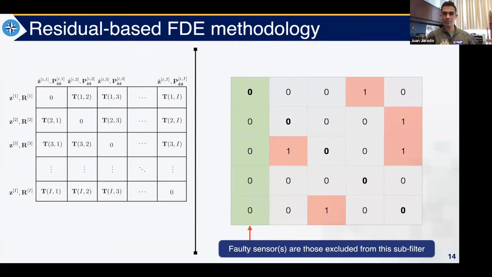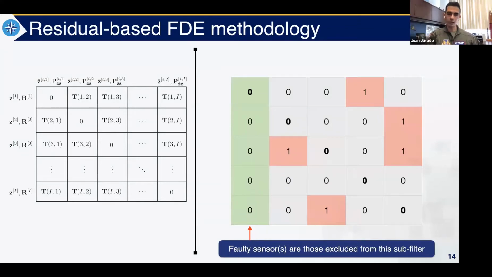The reason is that everybody else is experiencing some sort of fault, and the only way we don't have a fault is when we exclude this sensor. Now, you could imagine how we extend this, right? If I want to assume that 2 sensors can fail at a time, I'm going to keep this T matrix for a 1 sensor configuration, and then build a second T matrix with an n choose 2 number of columns. In the case of 5 sensors, that would be an additional 10 columns, or an additional 10 subfilters.